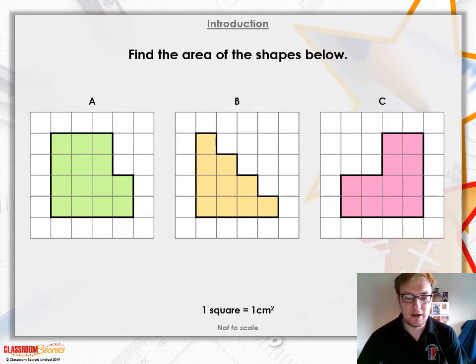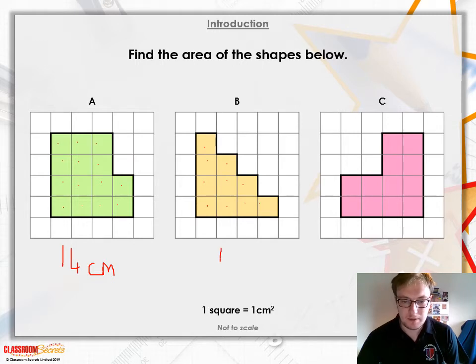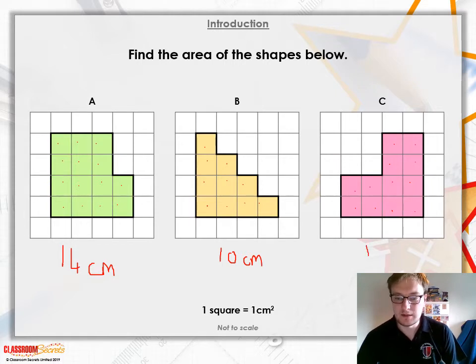Now, when we come to working out area, it is very, very simple. All you need to do when we have squared paper is just to count the squares. So let's do A first. So we have 1, 2, 3, 4, 5, 6, 7, 8, 9, 10, 12, 13, 14. So we have 14 centimeters there. Next, going on to shape B, we've got 1, 2, 3, 4, 5, 6, 7, 8, 9, 10. So that would be 10 centimeters. And finally, shape C, we've got 1, 2, 3, 4, 5, 6, 7, 8, 9, 10, 11, 12 centimeters.